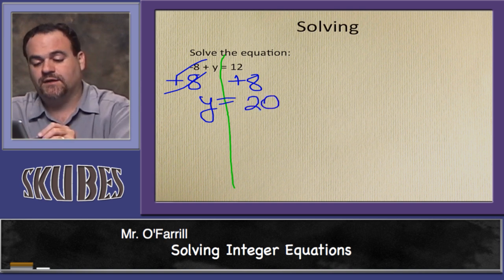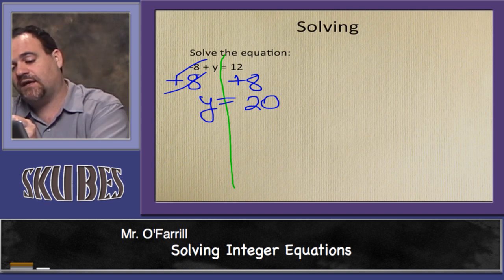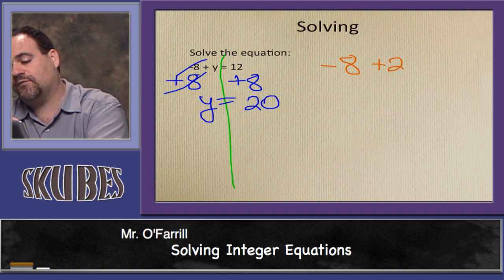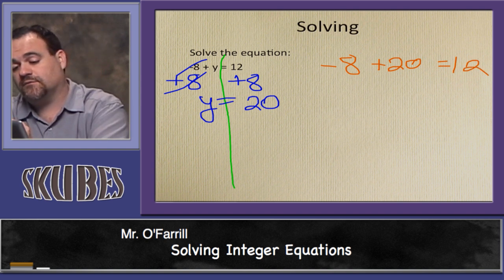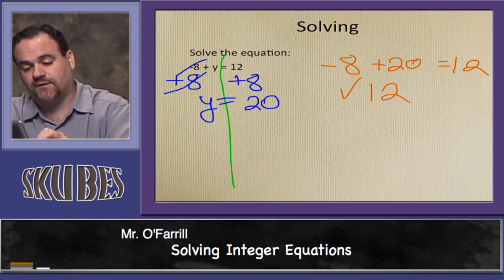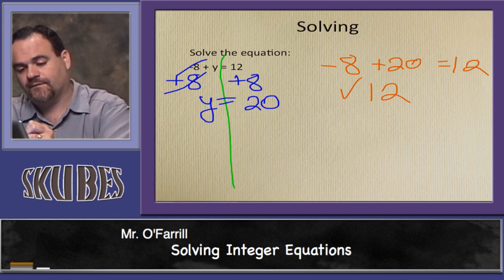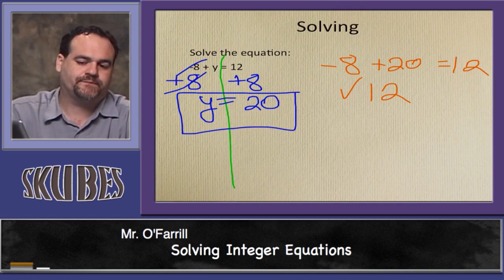Again, the best thing to do is to make sure that we got that answer right. We're saying that negative 8 plus 20 equals 12. Well, negative 8 plus 20 is 12. That checks out. Let's go ahead and box that answer.